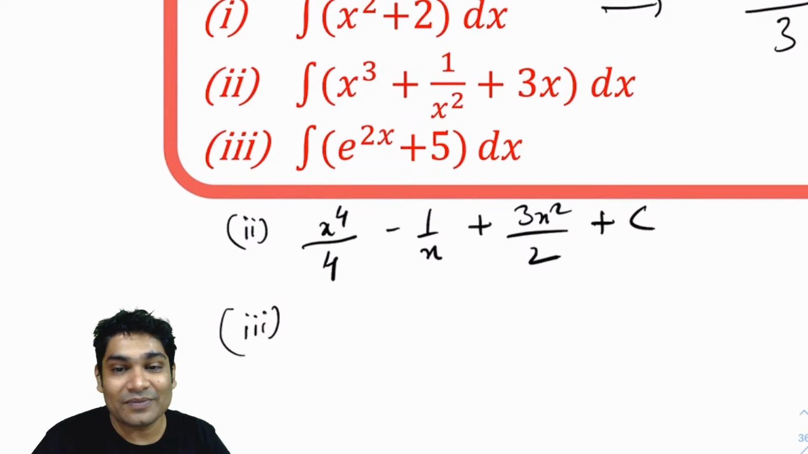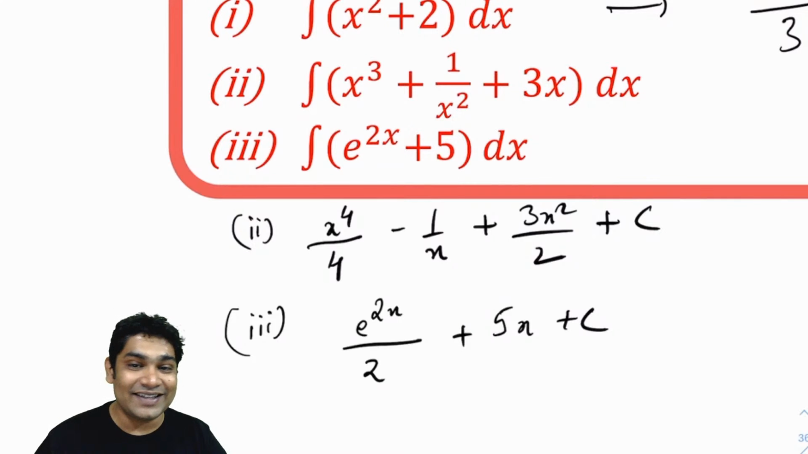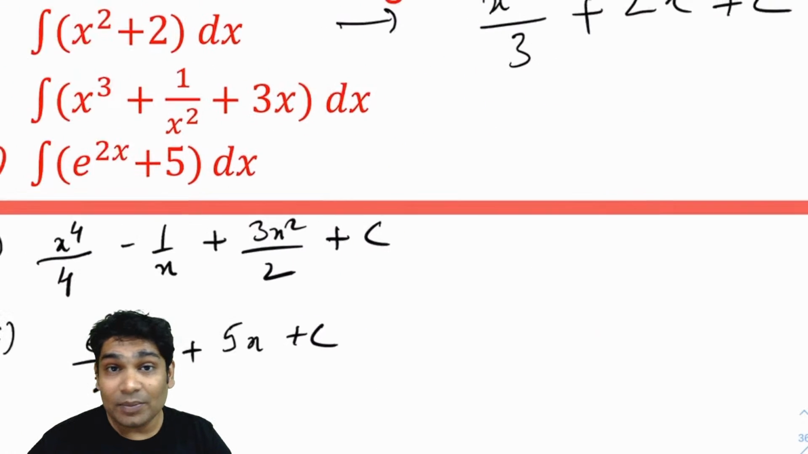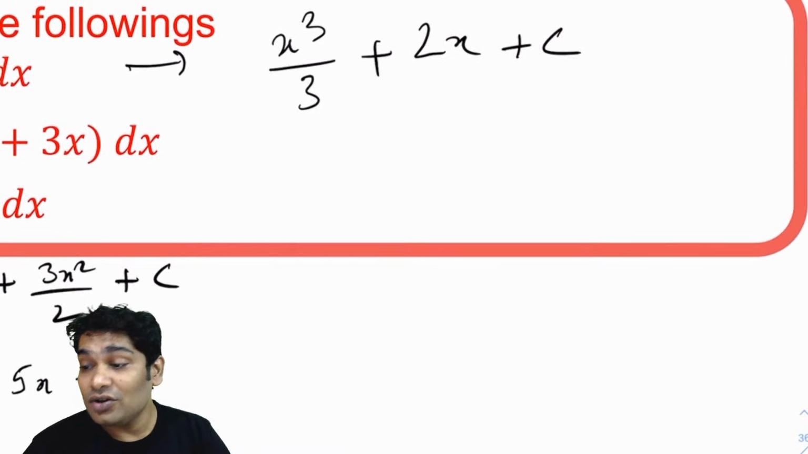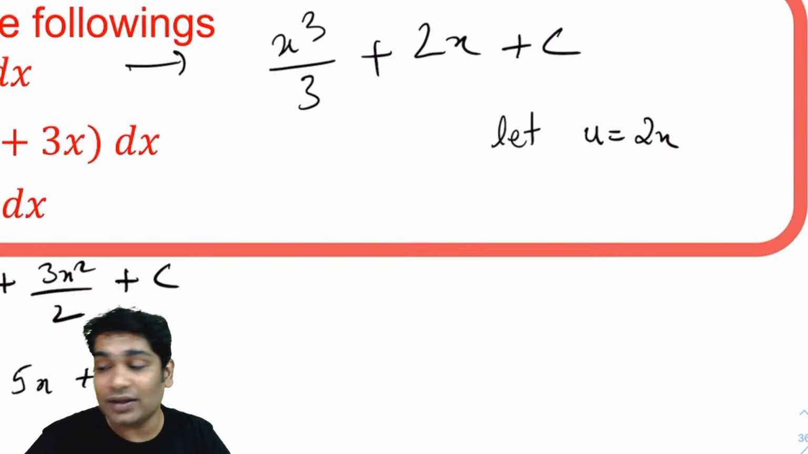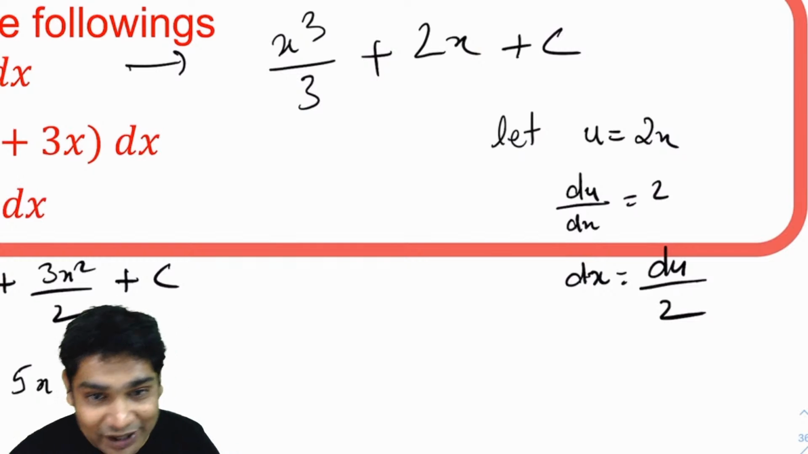Yes, that is correct. No problem at all. Yes, the integration of this would be e to the power 2x over 2 plus 5x plus c. That is correctly answered, Mr. Farhan. Very well done. So here what you do is, because you only know the integration of e to the power x, you have no idea what the integration of e to the power 2x should be. So you say, let u equal 2x. Now you differentiate this, du over dx equals 2. So you can write dx equals du over 2.